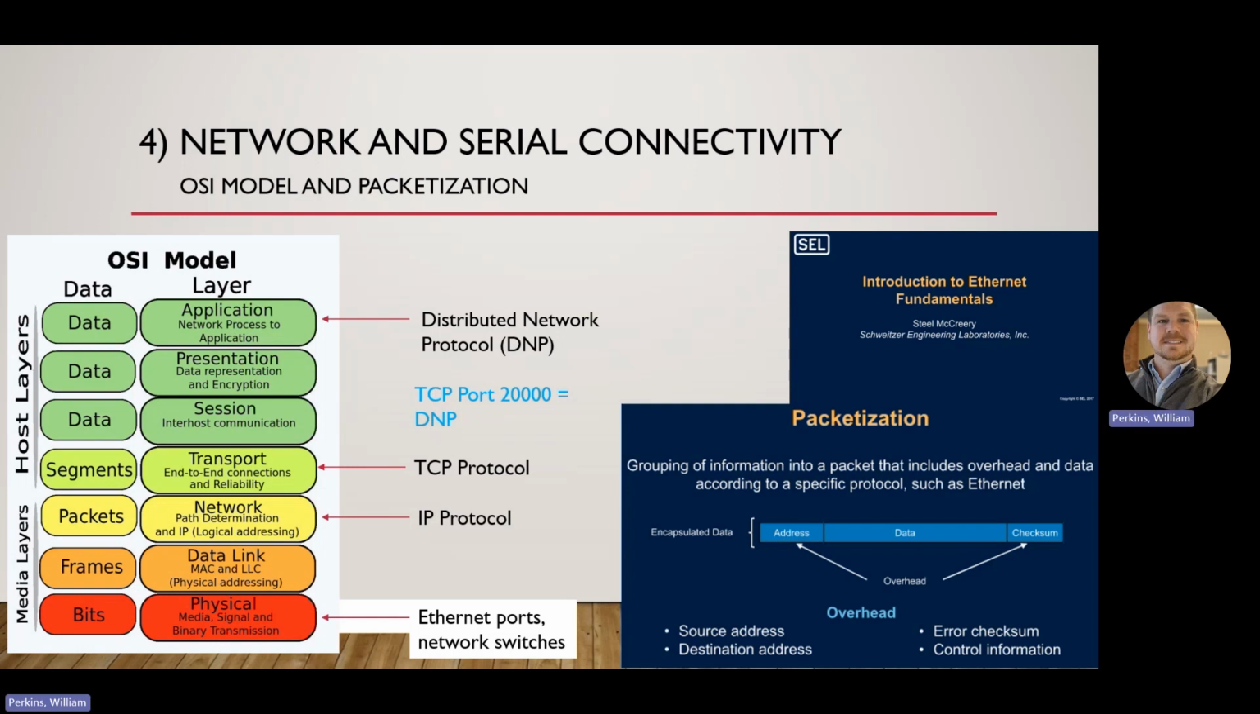Layer 7 is your application layer. This layer provides network services to applications such as email, file transfer, and web browsing. So it's the layer that users interact with most.